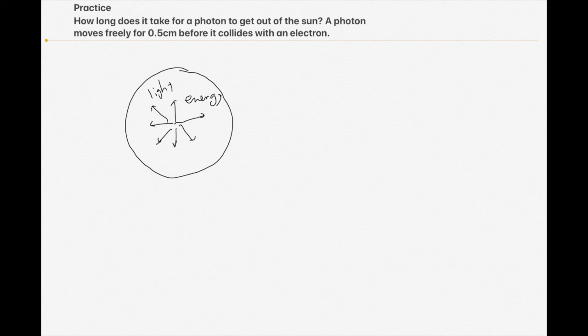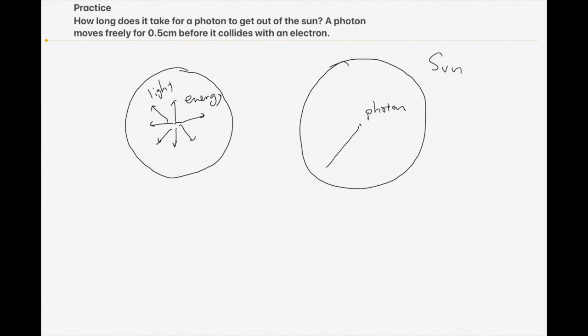A photon is produced at the center of the sun. It can freely move, if there were no electrons inside the sun, with the speed of light. Then, how long does it take? Just to get out from the surface of the sun, it takes only 2 seconds if there are no electrons. But as you know, the sun has a number of electrons.